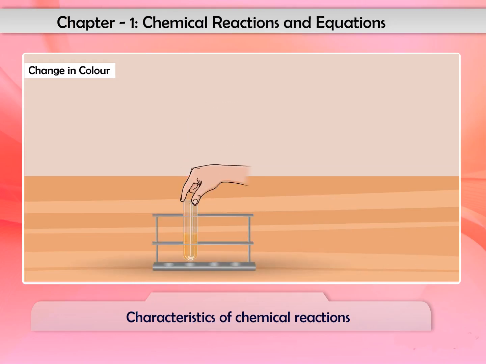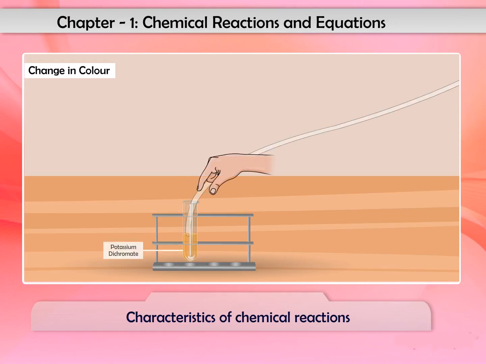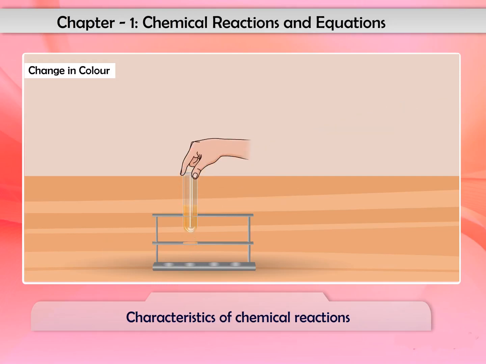2. When sulfur dioxide gas is passed through acidified potassium dichromate solution, the orange color of potassium dichromate solution changes to green.